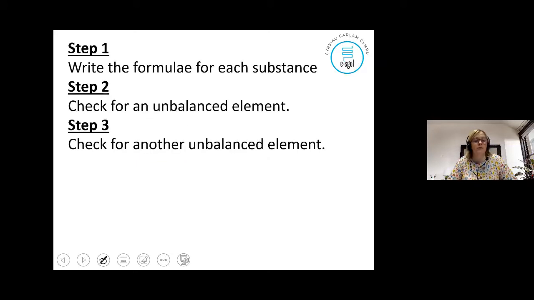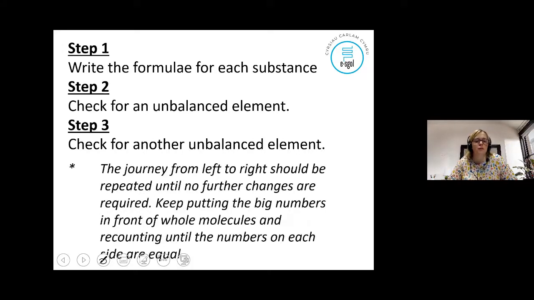So step 1, as I recap for you, write down the formula. Step 2, check for an unbalanced element. In this case, it was the chlorine that threw us. And then check for another unbalanced element. So journey from left to right, and this is important, okay? The journey from left to right should be repeated. So you go back and check back and forth until no more counting is required and the numbers on each side are equal. That is quite critical, okay? So be careful that you don't just do the journey once and then stop. You have to repeat it until everything is balanced.